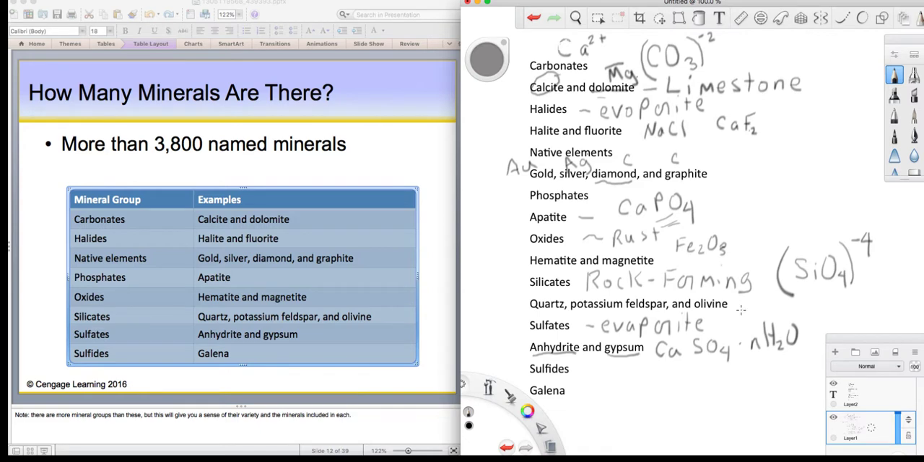You've probably heard of minerals like muscovite mica. There's two types of mica. There's muscovite and biotite. There's also pyroxene is another that's an important one.